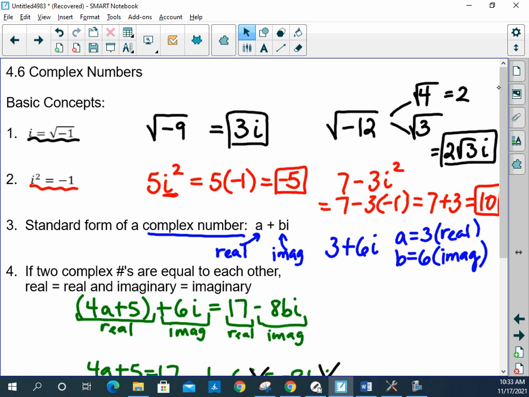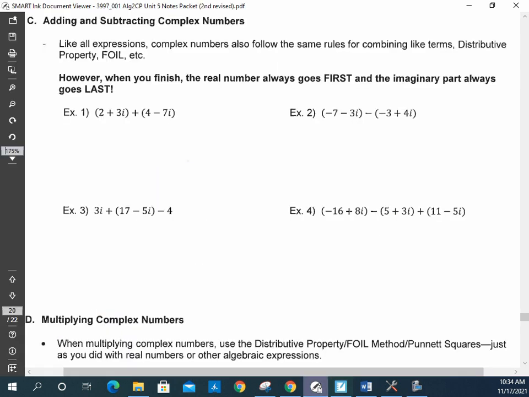Now we'll go one step further and actually do computation with complex numbers, namely adding, subtracting, multiplying, and dividing. Plus side here is essentially if you know how to combine like terms and do the distributive property, then you're in good shape when it comes to working with complex numbers. So let's start with adding and subtracting.